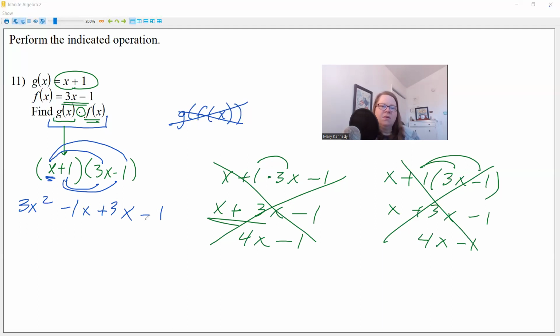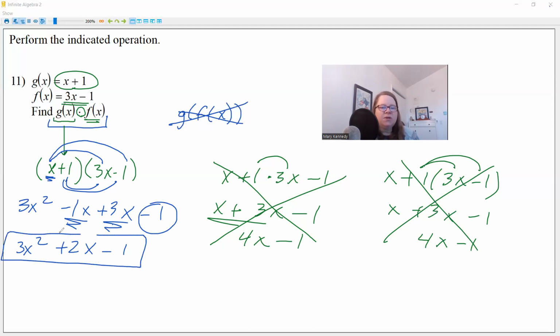Okay, so combining like terms, I've got a 3x squared by itself. I've got -1x plus 3x, that's 2x. And then I've just got the -1 by itself with nothing to combine. So my final answer is 3x squared plus 2x minus 1.